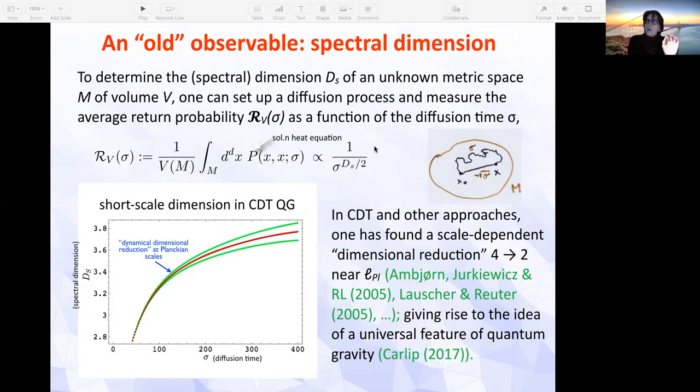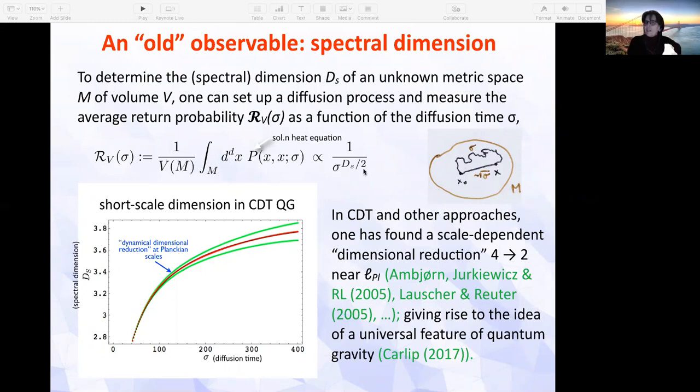It comes from setting up a diffusion process in some unknown metric space you're considering, whose dimension you would like to determine. Let's call this metric space M, let it have some volume V, so everything will always happen in compact volumes. Set up a diffusion process and look at what I here call the average return probability. You have random walkers, which underlie your diffusion process, that start at a point X, and you are integrating the probability for something to return to the point X after diffusion time sigma. You do that for all points X in your manifold, and you normalize by the volume of the manifold.